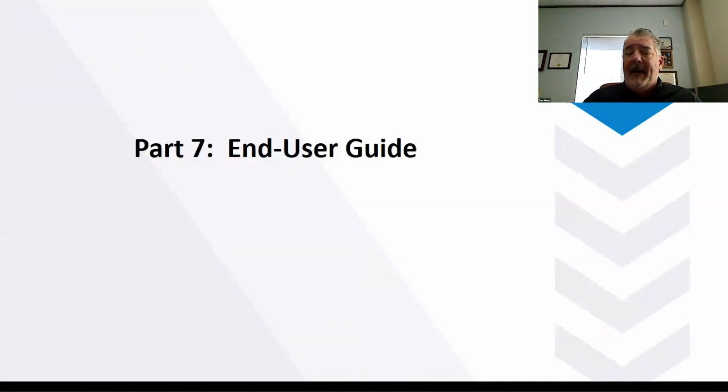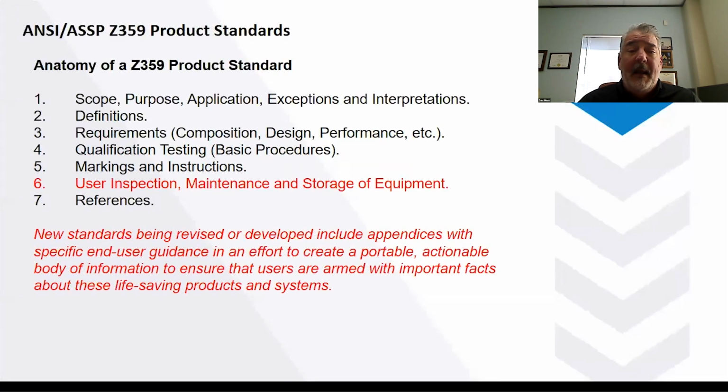Next, we go into part 7. We've included in the new standard what we call an end user guide. If we take a look at the way an ANSI Z359 product standard is built, it generally consists of 7 sections. And these sections really are generally written with the manufacturer or the test laboratory as an audience.